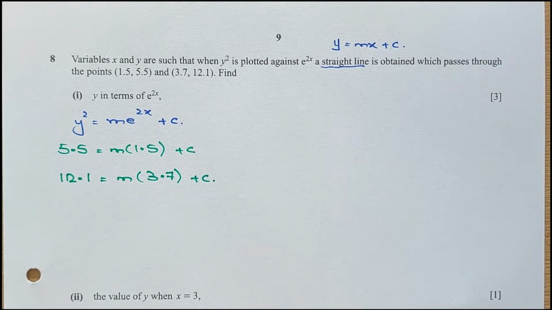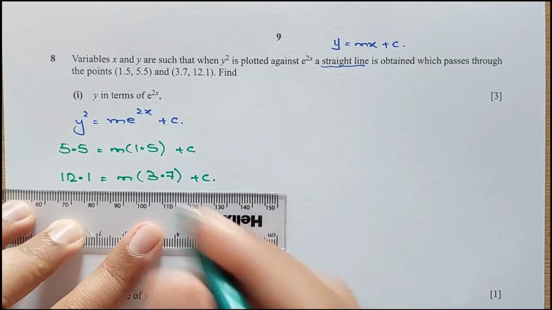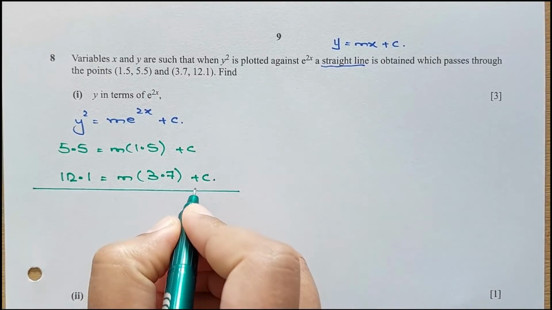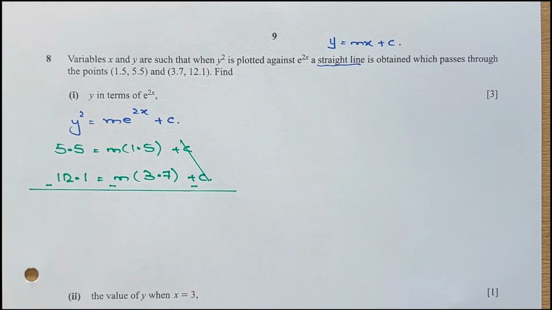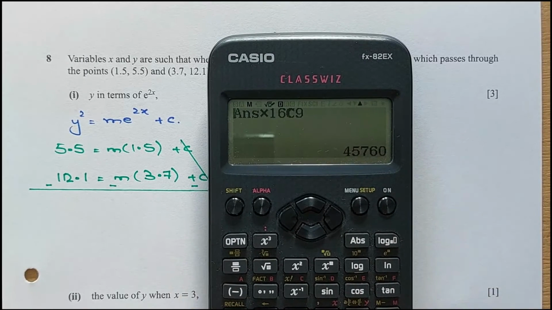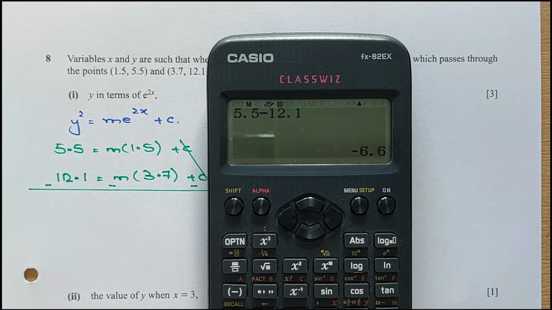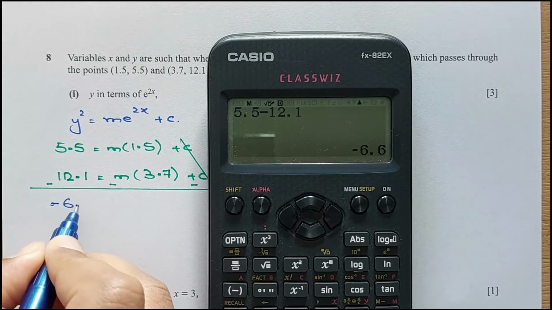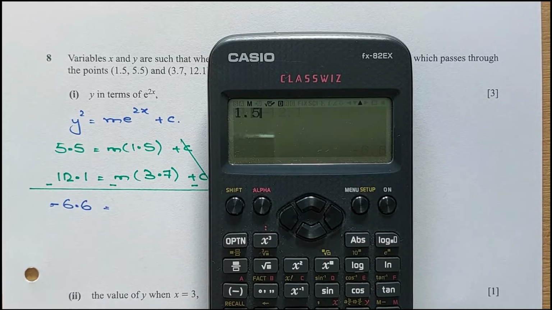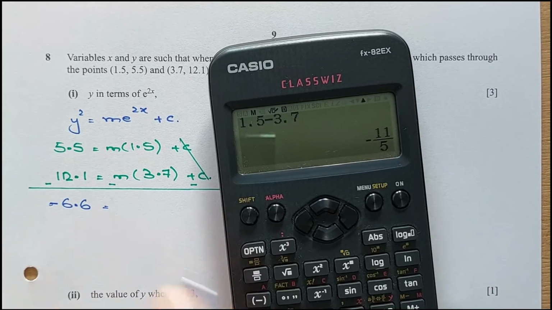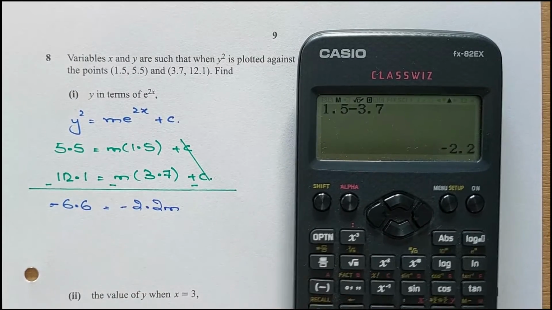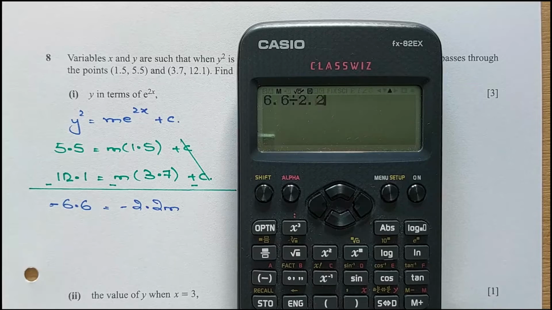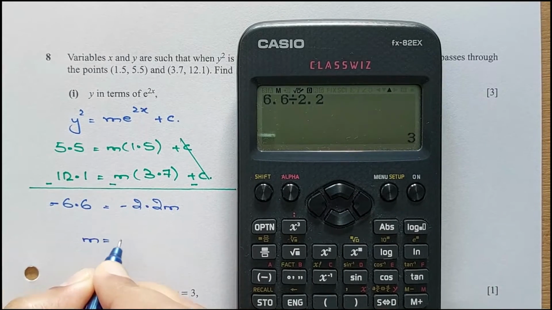Now let me subtract the two equations to get rid of c and solve for m. So on subtraction, we can cancel the c. Here we have 5.5 minus 12.1, which equals negative 6.6. And for m, 1.5 minus 3.7, this is minus 2.2. Now 6.6 divided by 2.2, the m value is 3. So m equals 3.